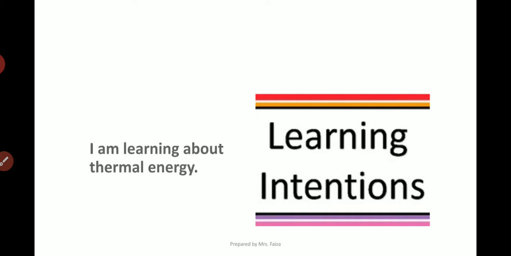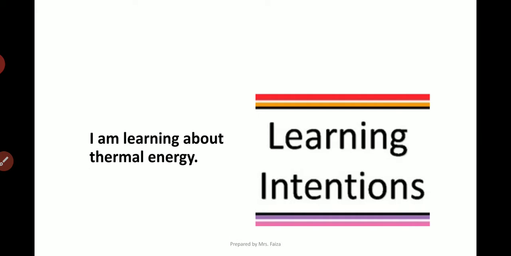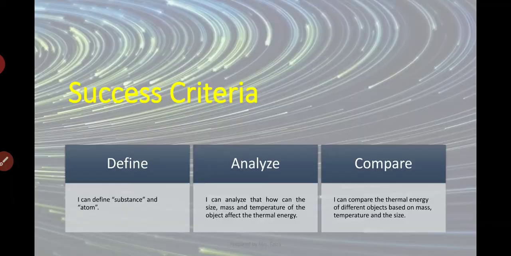Learning intuitions. I am learning about thermal energy. Success criteria. Define: I can define substance and atoms. Analyze: I can analyze how the size, mass, and temperature of an object affect the thermal energy. Compare: I can compare the thermal energy of different objects based on mass, temperature, and size.